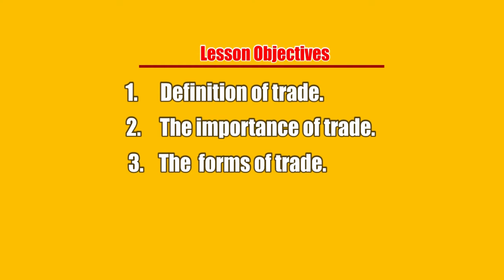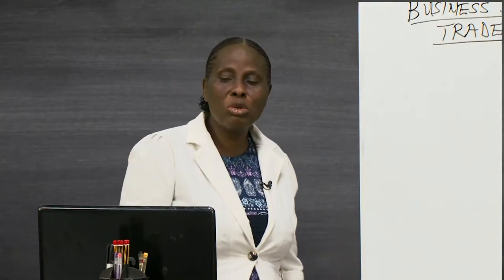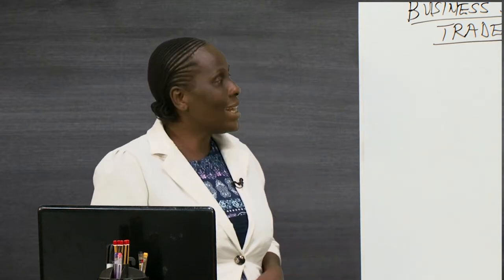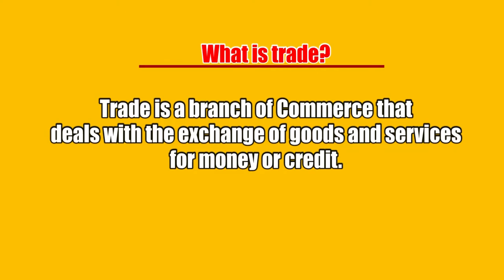We know that trade has to do with buying and selling of goods and services. That's a common one that we all know. But I want to tell you today that trade is the branch of commerce that deals with the exchange of goods and services for money or credit. I take it again. Trade is the branch of commerce that deals with the exchange of goods and services for money or credit. What do I mean by that?